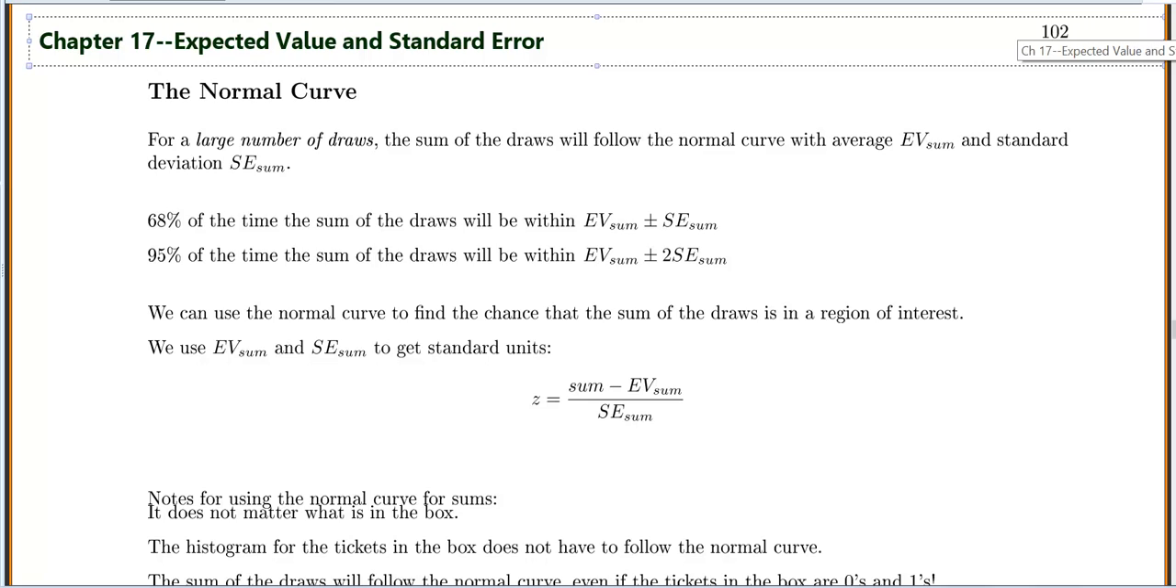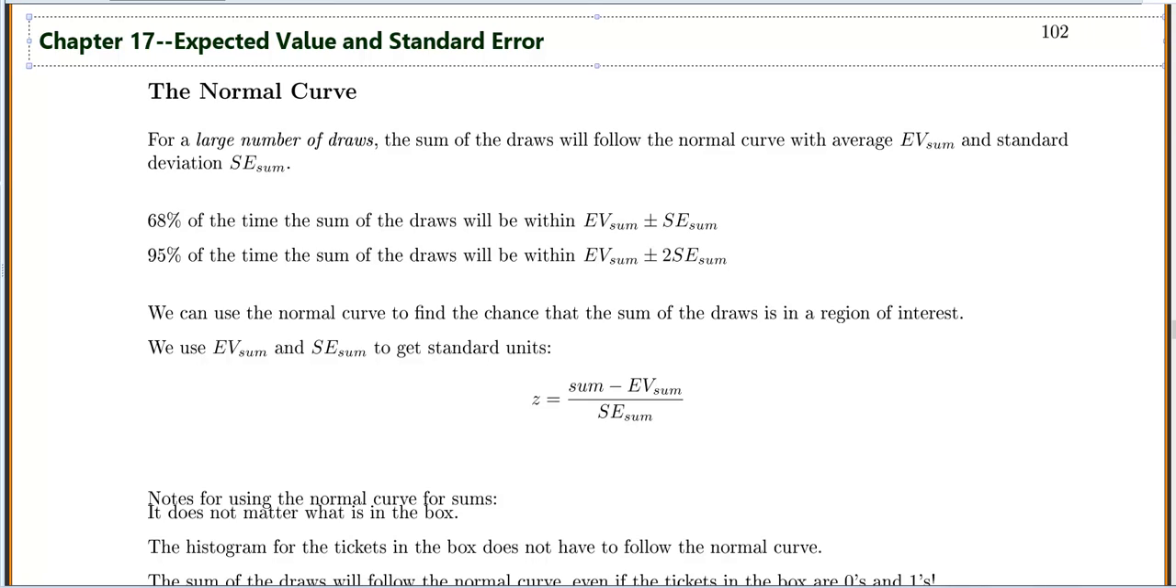Chapter 17 is on expected value and standard error. Continue. Now we're going to talk about the normal curve. So for a large number of draws, the sum of the draws will follow the normal curve with an average of the expected value of the sum and standard deviation SE for the sum.